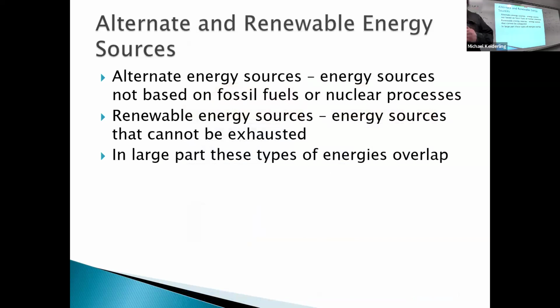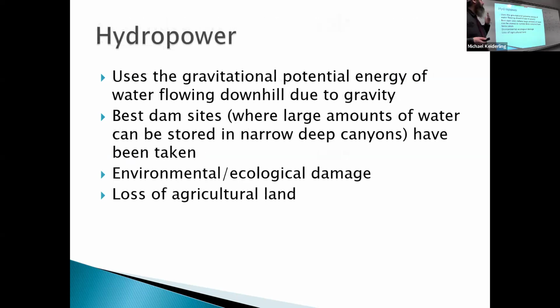Now, alternate energy sources are energy sources not based on fossil fuels or nuclear processes, and renewable energy sources are ones that can't be exhausted. And in large part, these overlap. So, hydropower uses the gravitational potential energy of water to do work to generate electricity. The water flowing downhill, pulled by gravity, spins turbines, generates electricity.